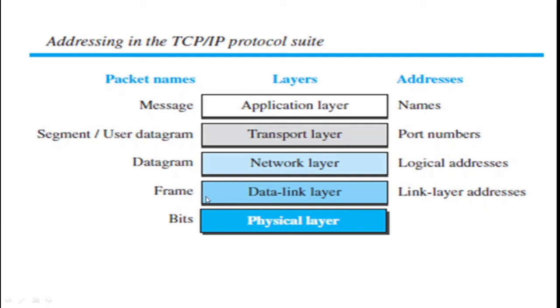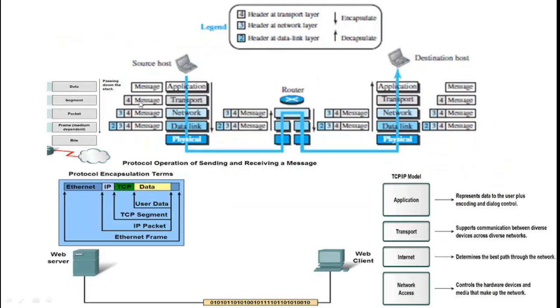and those frames are passed on to the physical layer, where they are converted into bits and transmitted through the media. So this is how addressing helps in the TCP/IP protocol suite.